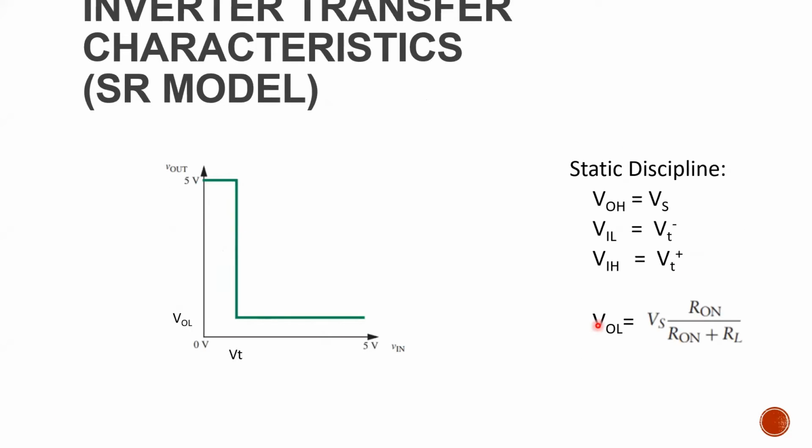Similarly, VOL comes under Vs into Ron by Ron plus RL. It has some considerable value, that is VOL. That's the output side: maximum voltage, minimum voltage. Now team, here I want to know about VIL, VIH. VIL, VIH are the voltages from the input perspective.